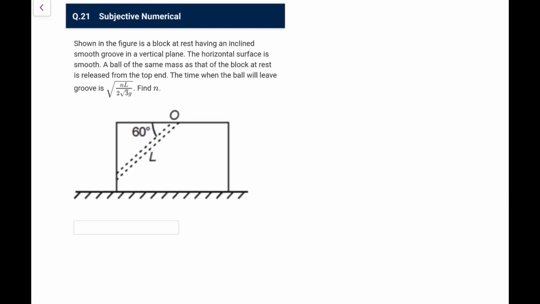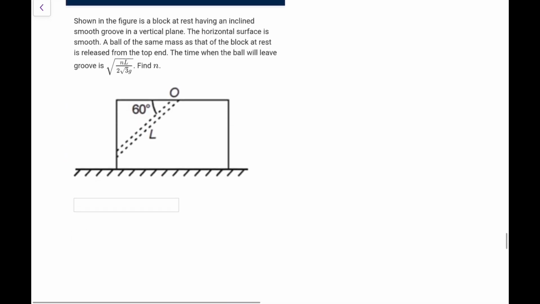Next, shown in the figure is a block at rest having an inclined smooth groove in a vertical plane. The horizontal surface is smooth. A ball of the same mass as that of the block at rest is released from the top end. The time when the ball will leave the groove is, okay. So the block is at rest on an incline, the horizontal surface is smooth, and the ball has the same mass as the block.